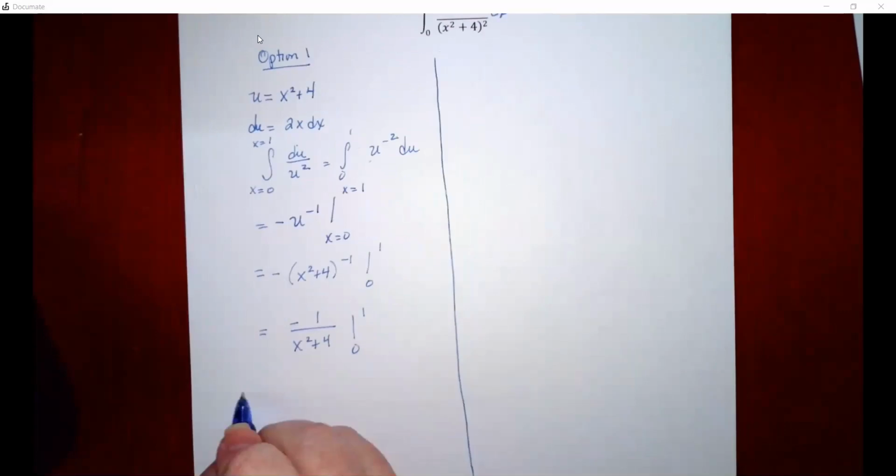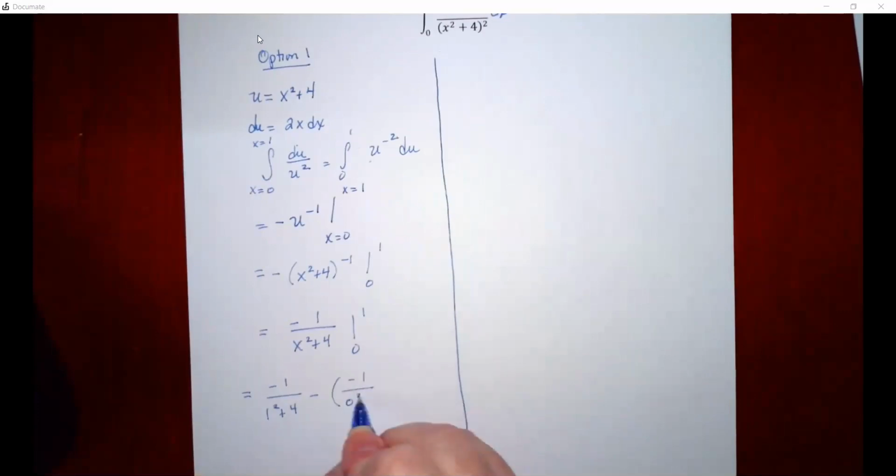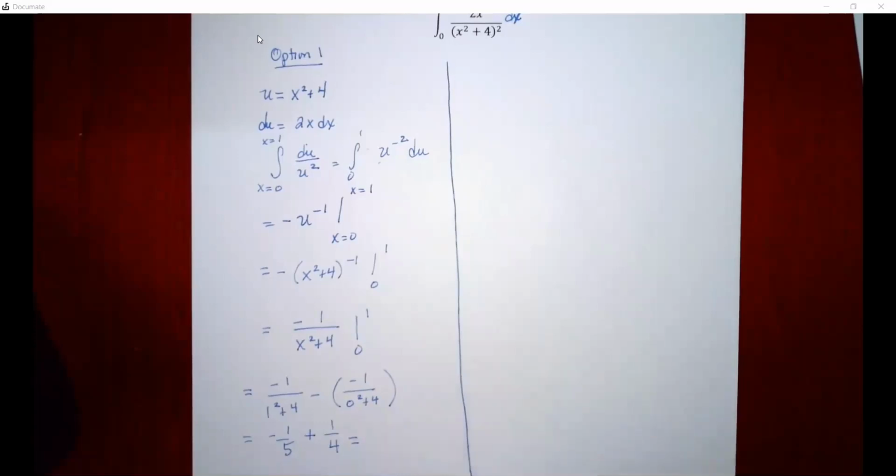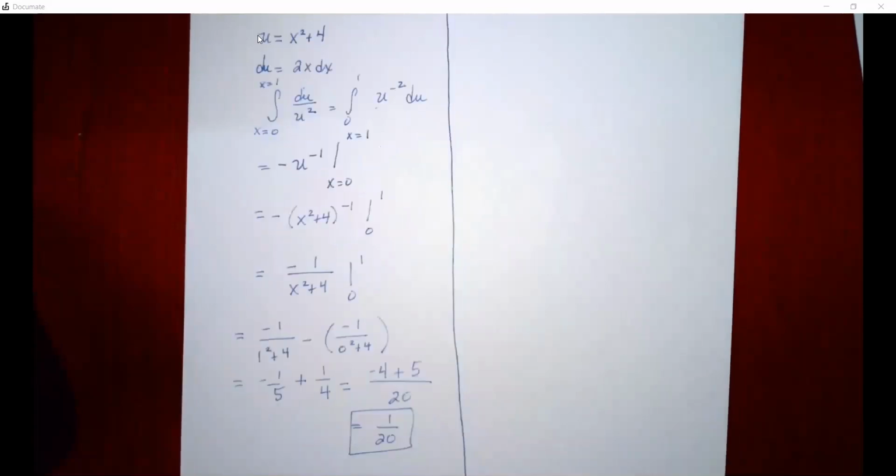And now I'm just going to plug in the top limit and subtract what I get when I plug in the bottom limit. So that's what, negative 1/5 plus 1/4. So negative 4 over 20 plus 5 over 20 is 1 over 20. Okay. Perfectly reasonable way to do this problem. It's just fine.